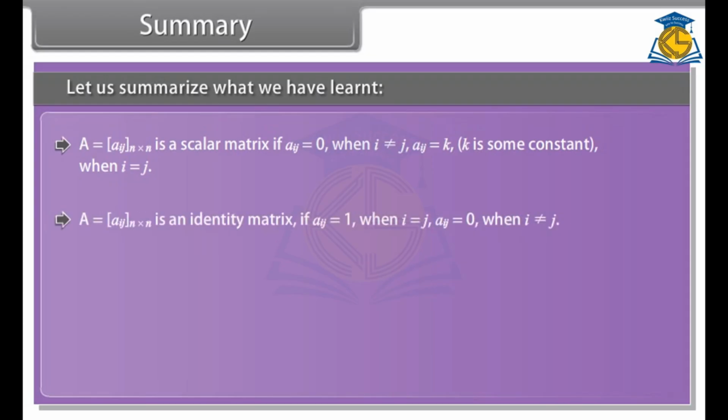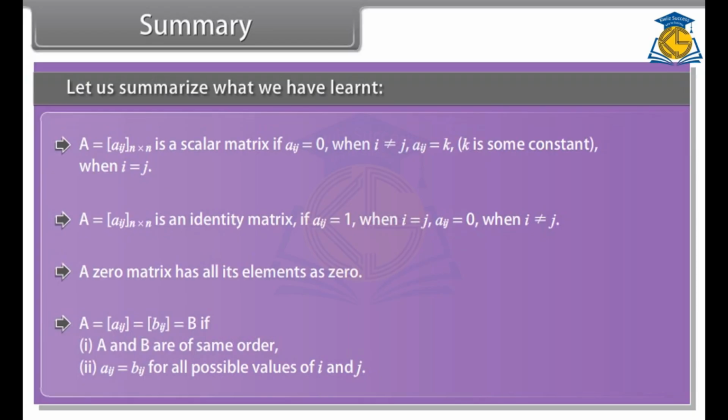j. A is equal to Aij n by n is an identity matrix if Aij is equal to 1 when i is equal to j, Aij is equal to 0 when i is not equal to j. A zero matrix has all its elements as 0. A is equal to B if A and B are of the same order, and Aij is equal to Bij for all possible values of i and j.